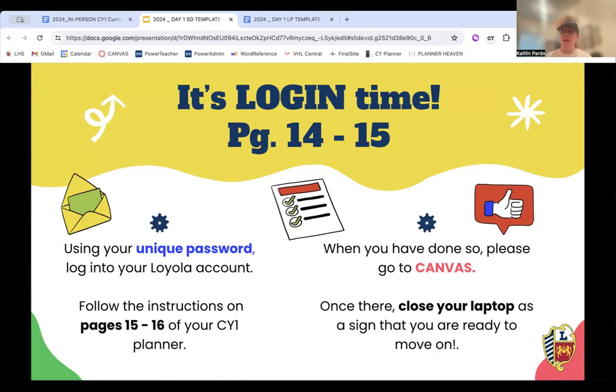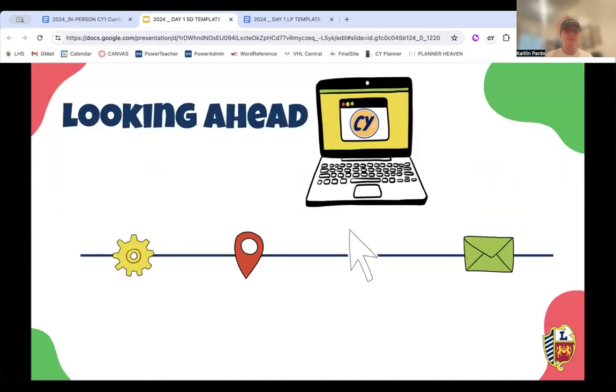And we're going to have you practice it multiple times while we wait for the rest of our folks to log in. Once you get into your account, I'd love for you to click on the button that's called Canvas and then close your laptops. That's going to tell me I can move on. This is when your TA can walk around and make sure that students are figuring their stuff out.